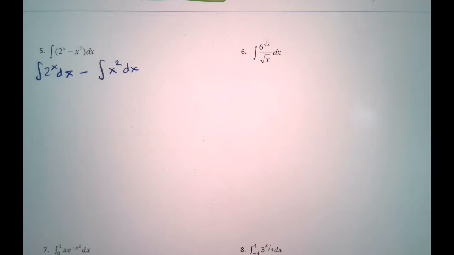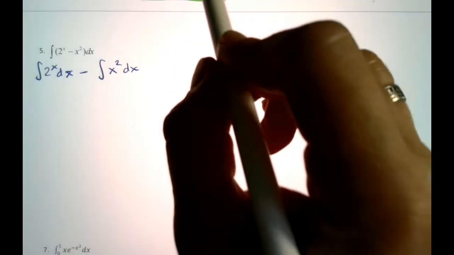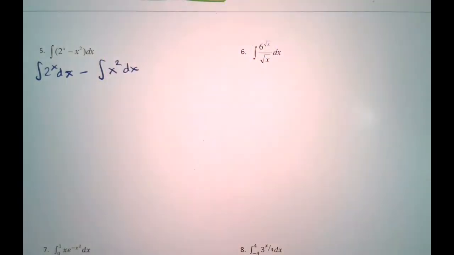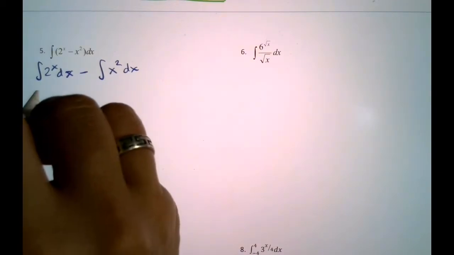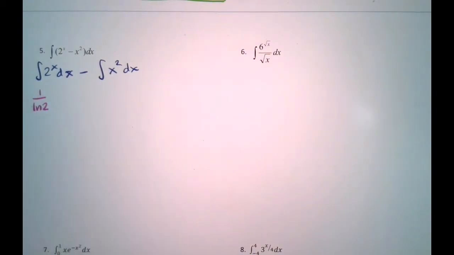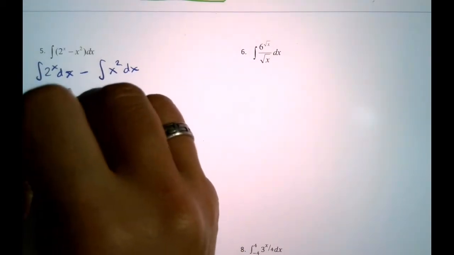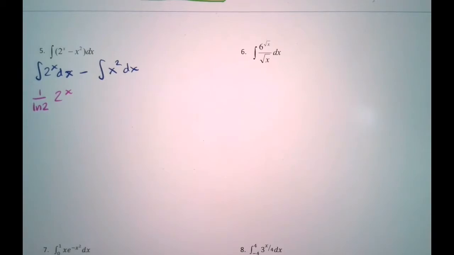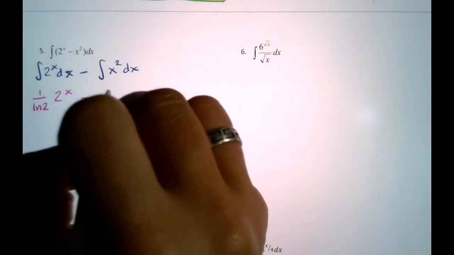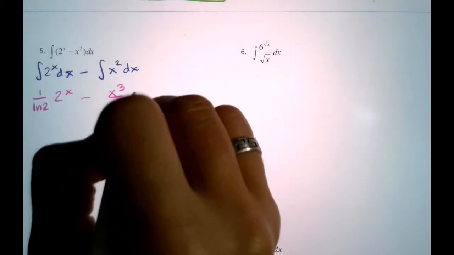So I'm going to go with my antiderivatives here. Again, the integral of an exponential is itself. I'm just going to have this extra coefficient of 1 over the natural log of 2. And then I will multiply it by itself, which is 2 to the x. That is your antiderivative. And then moving on over here, again, this is your standard power rule.